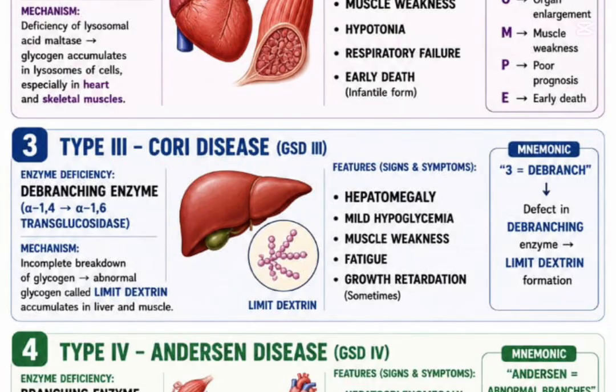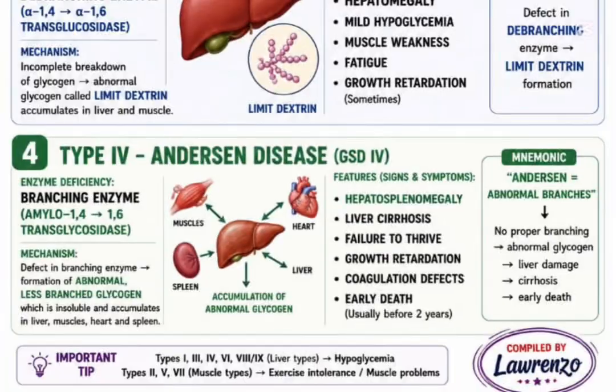So now the next one is Andersen's disease, that is glycogen storage disease type 4. What will happen to this patient? This one is deficiency of branching enzyme. Type 4, deficiency of branching enzyme. Type 1, von Gierke's disease, deficiency of glucose-6-phosphatase. Type 2, deficiency of what? Lysosomal alpha 1,4 glucosidase, which we call acid maltase. Are you getting me?